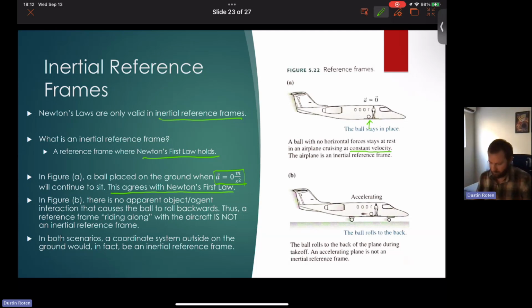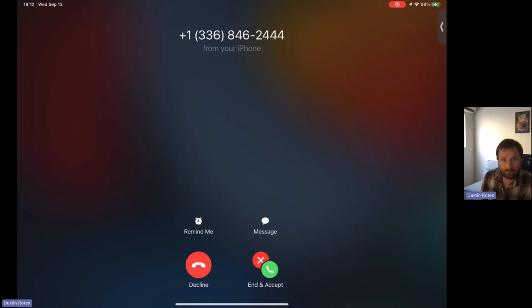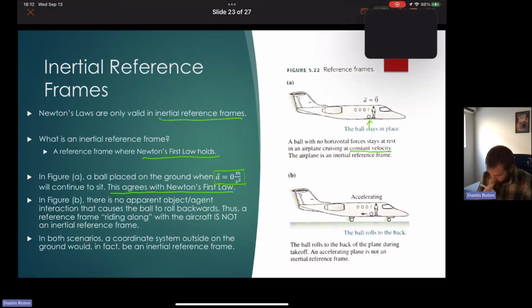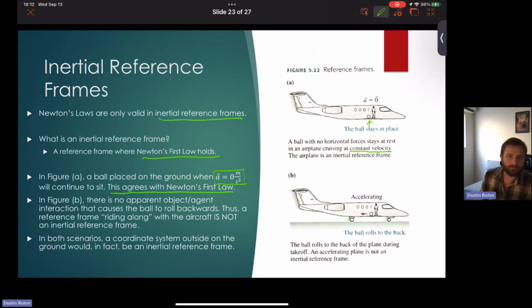Now, suppose we do the same thing, except we do this when the aircraft is getting ready to take off and is going down the runway, speeding up. So in figure B, when we set this ball down on the ground while we're accelerating, it rolls backwards toward the back of the plane. But now the question is, what is the force that causes that? There's no apparent object-agent interaction that's actually pushing this ball to the back of the plane. So why did that happen?